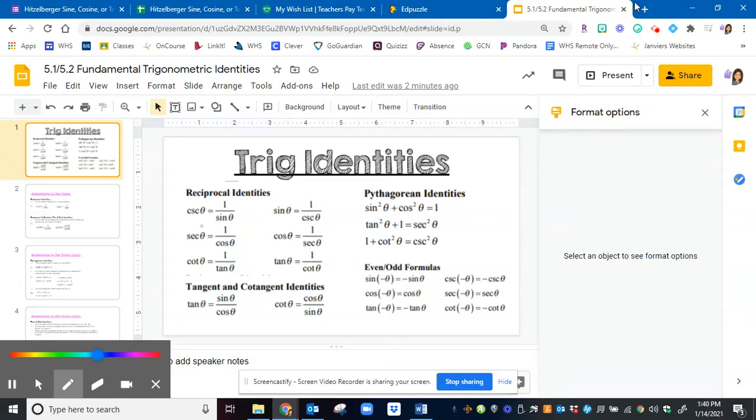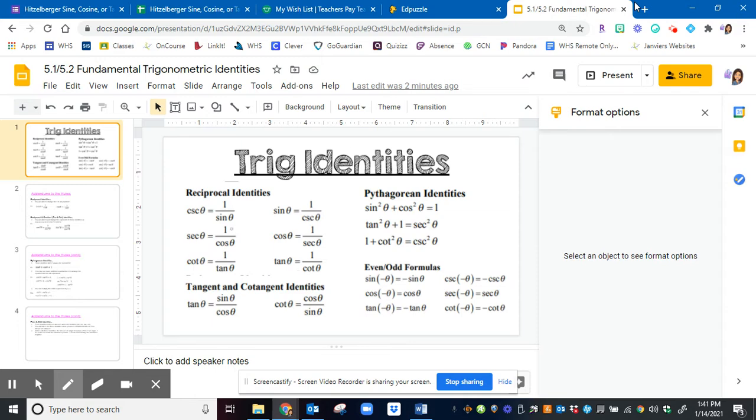Quickly wanted to reiterate the trig identities. These are properties that you have already seen prior in chapter 4, especially these reciprocal identities and the tangent and cotangent identities. As seen in the video a little bit earlier, the tangent identities derive right from the unit circle and the special right triangles.